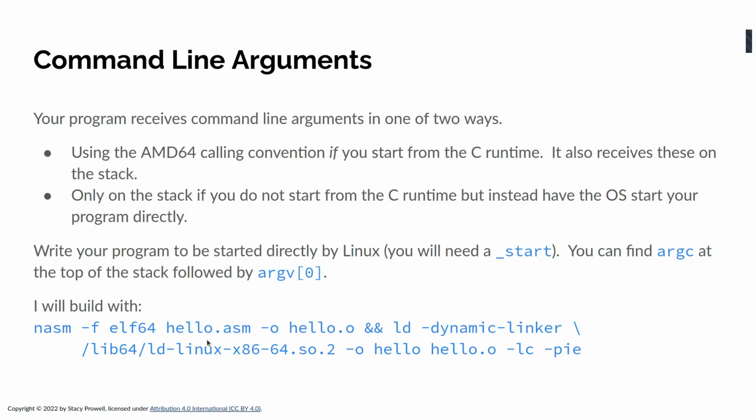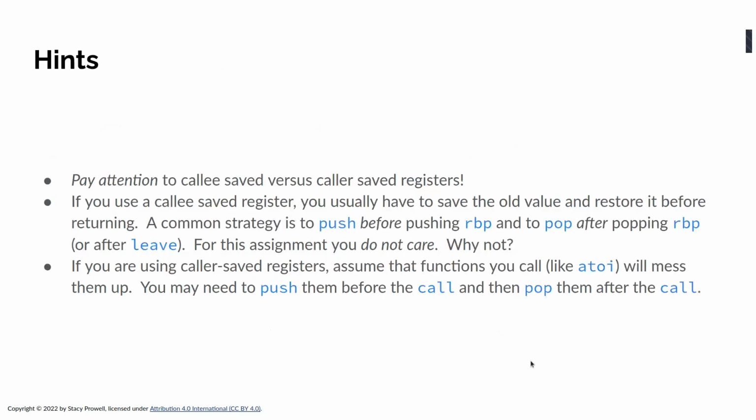And this is how I'll build your program. I will NASM it, same as I did before, but then I will link it with the dynamic linker. And I'll say include the C standard library, not the C runtime, it does not have the C runtime in it, and make a position independent executable.